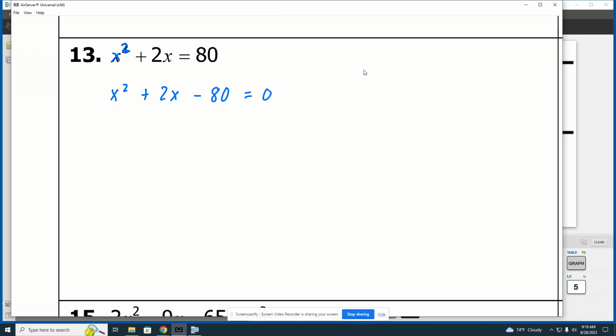Alright, so it's a trinomial, no GCF. And my a value is 1. This is the easy factor. What multiplies to get x squared? What multiplies to get a negative? A positive and a negative. Remember, they offset each other. So we're looking for the numbers that multiply to get 80 and have a difference of 2. 8 and 10. 8 and 10.